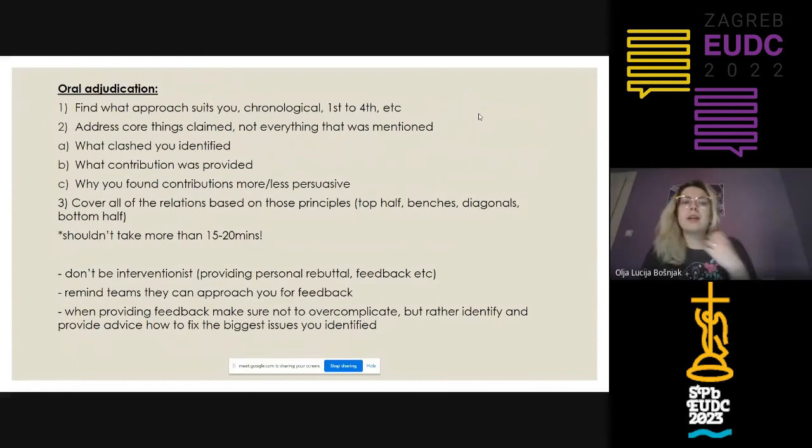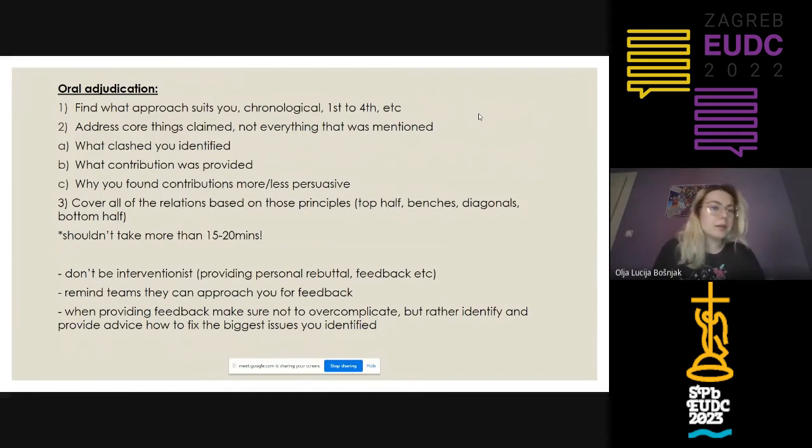And then once you start, I think you should address the core things that were claimed, but not everything that was mentioned under the sun. Not, oh, PM had all of these things to say, and then LO had all these to say, and then DPM. Just be like, okay, let's start with the clash on top half. These were the three things that were discussed on top half. Then you start with the first clash, and then quickly the contributions, and then why the panel found, or you found, some things more persuasive than others. So again, the most important things like clashes, not every word or every example.